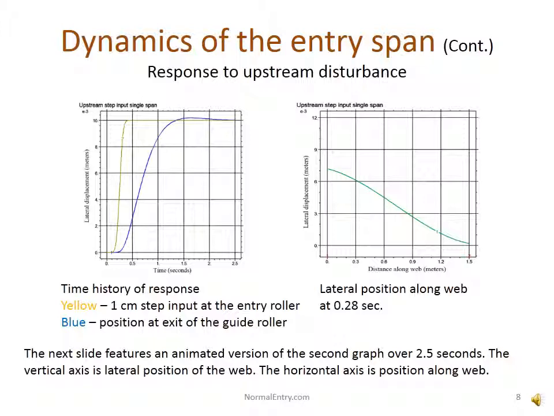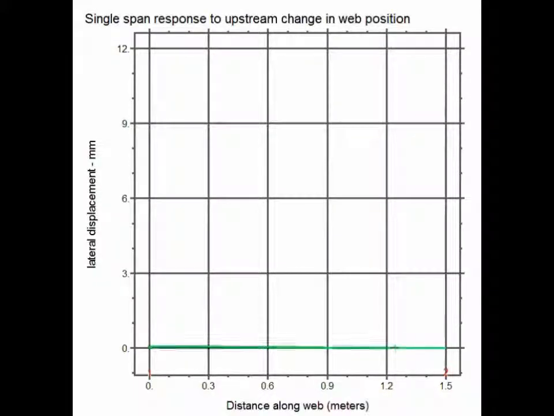Now, the next slide features an animated version of this second graph over a full 2.5 seconds. The vertical axis will be lateral position of the web, and the horizontal axis will be the position along the web. Here you see the step change very quickly on the left, the input, and then a little more slowly the output change at the guide roller, which occurs due to the normal entry effect.